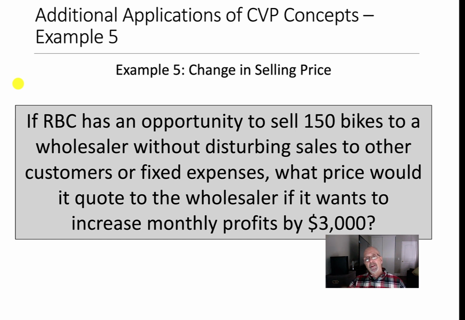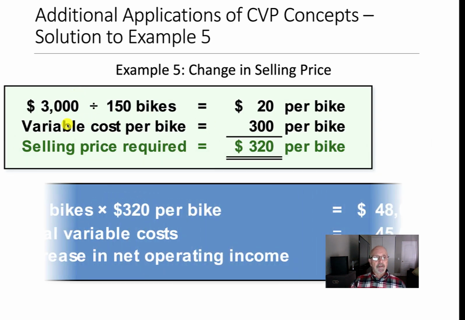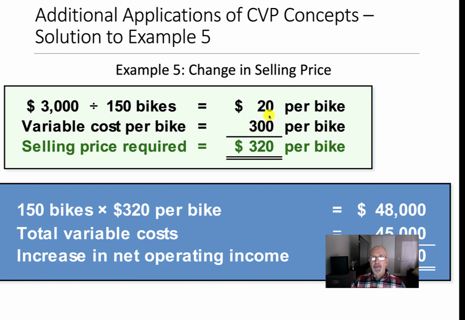So what is our additional expense when we sell another bike? Well, it's going to be the variable cost per bike. So we have a variable cost per bike of 300 bucks. We're going to take that $3,000 profit, divide it by the number of bikes we're selling, 150. So that means 20 bucks a bike, which means that our selling price, in order to get that $3,000, is going to be $320 a bike.